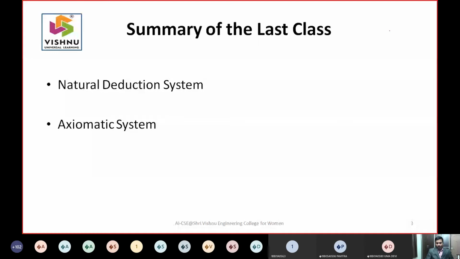So we have seen all these things, so there is no need to discuss them again. All these are type 1 inference mechanisms. All these are type 1.